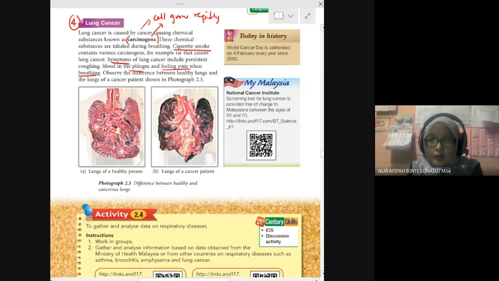So as we can see here, the difference between lung of a healthy person and lung of a cancer patient. Okay, this one, the lungs become black, blackened lung because of the cigarette. Tak banyak sangat merokok daripada 17 years old until 60 years old. Let's see the lungs. What happened to the lungs? Lung of a cancer patient. Okay.